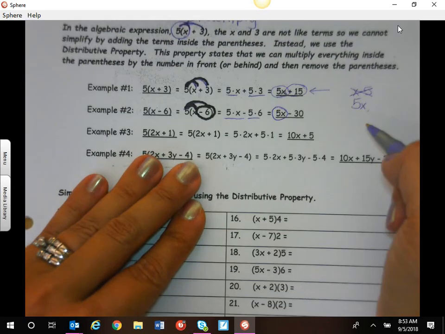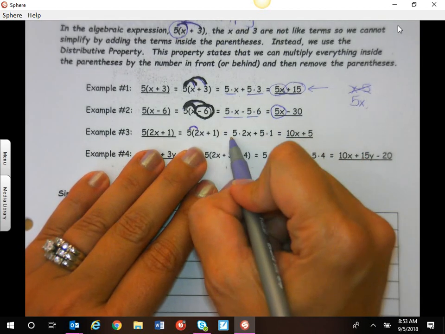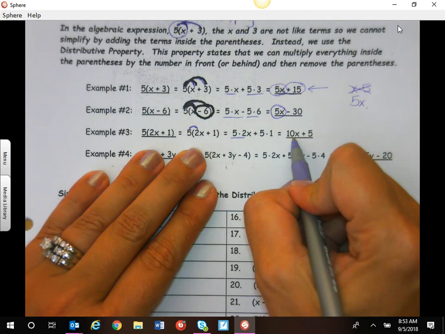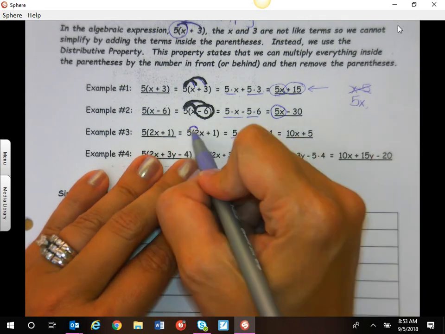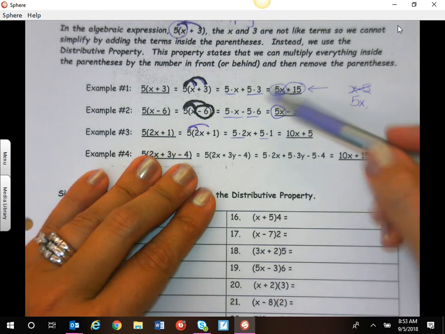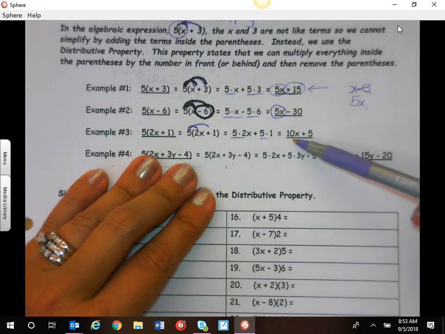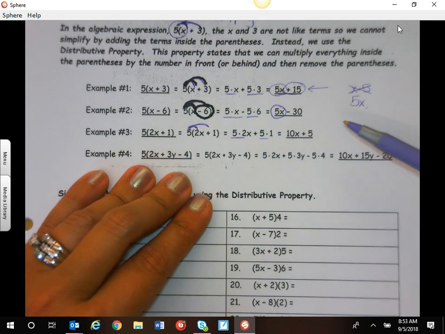So let's try this one together. We have 5 times 2x. So we're going to say 5 times 2 is 10, and we're just going to put the x on the end. And then we're going to say 5 times 1, which is 5. If it helps you to write this middle step, that's fine. If you're doing this step in your head, you can jump to just writing this.